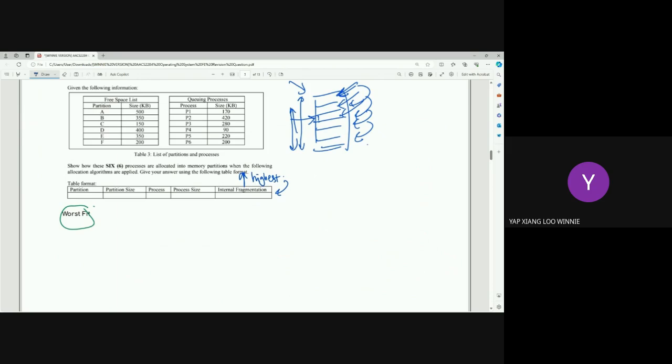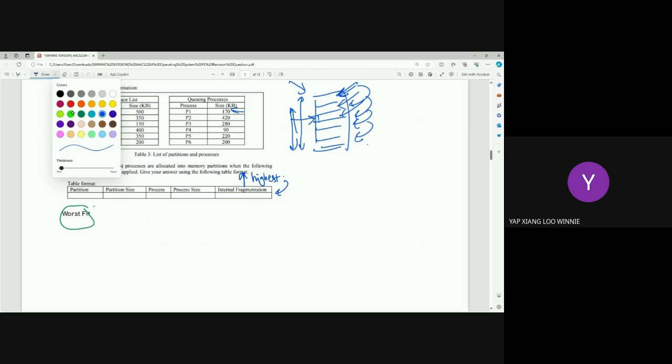Which one gives you more wastage of the memory space? You fit it in. That is called worst fit. Okay, example, this process 1 is 170, right? If it is first fit, we just put it into partition A. This one is first fit.